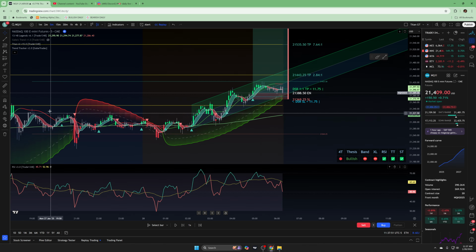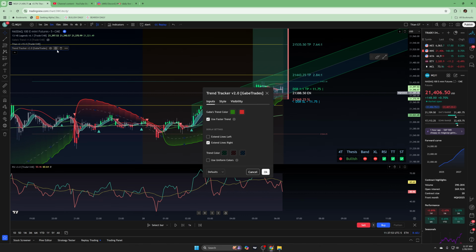Before we actually start the replay, I want you to go ahead and look at your settings. By default, use faster trend is toggled on. Of course, we have style settings and visibility settings, but this here is probably the most important one.